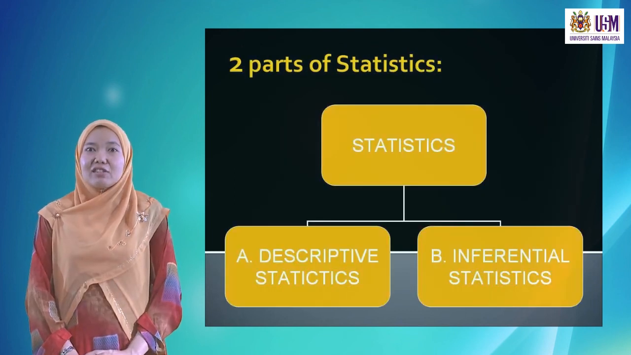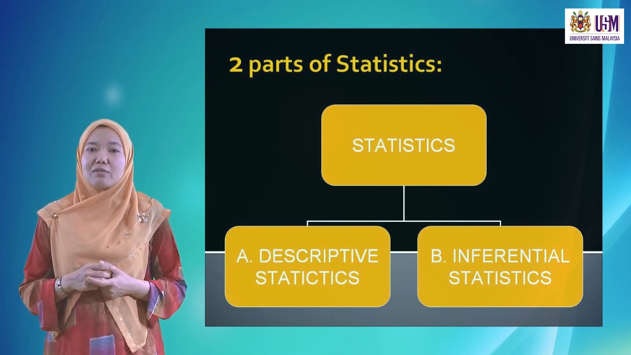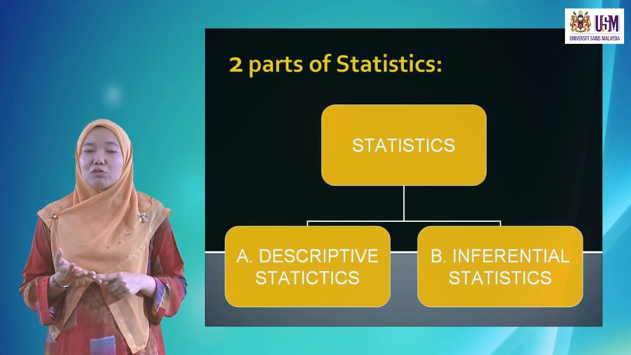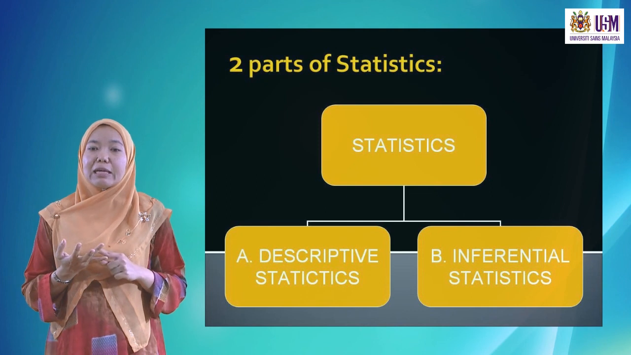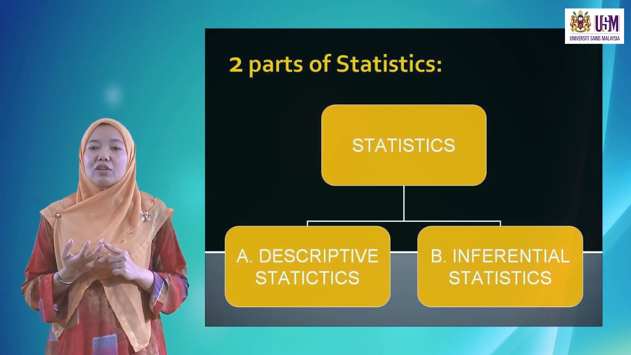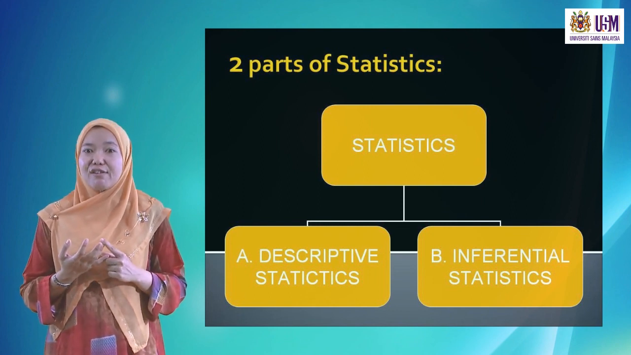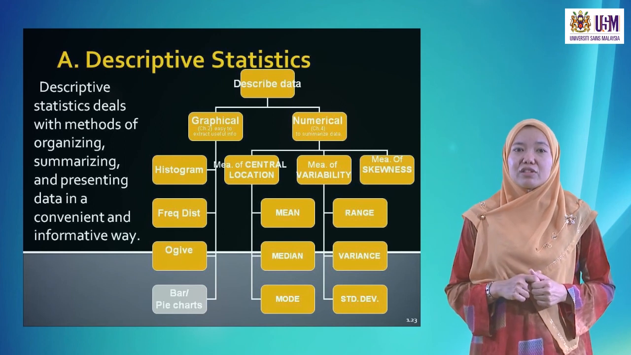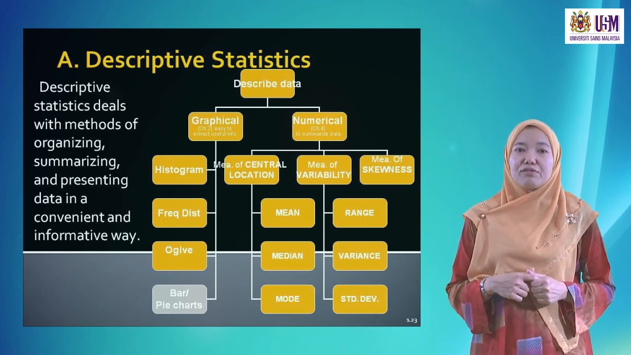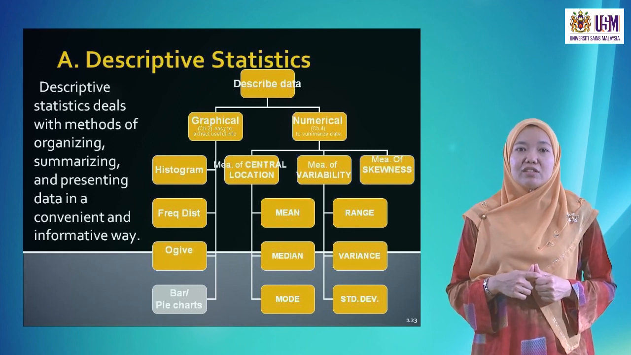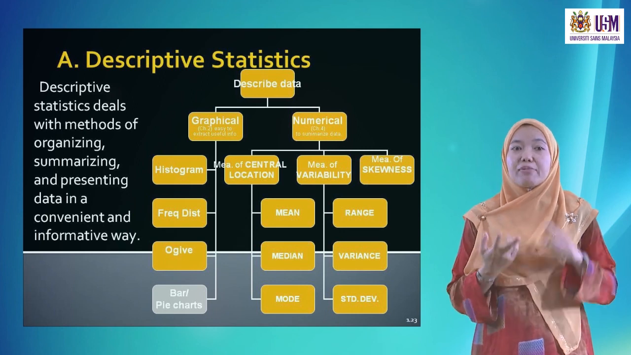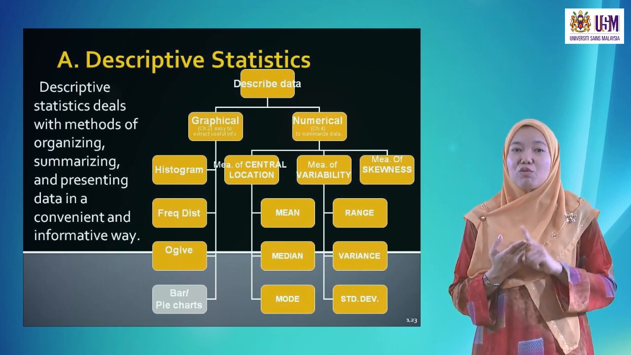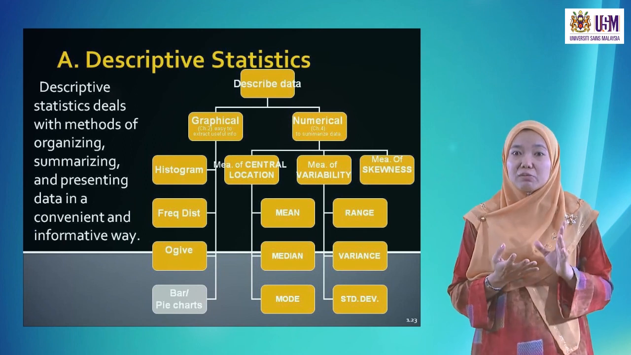When it comes to statistics, there are two parts. The first part is descriptive statistics, from the word describe. The second part is what we call inferential statistics. This is where you need to infer information from the data that is given. Now, let's discuss descriptive statistics, the first part. It basically deals with methods of organizing, summarizing, and presenting data in a convenient and informative way.